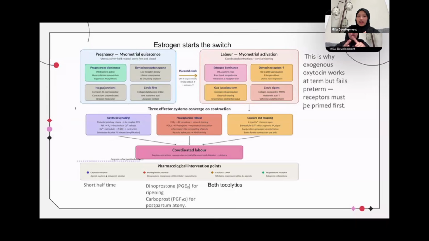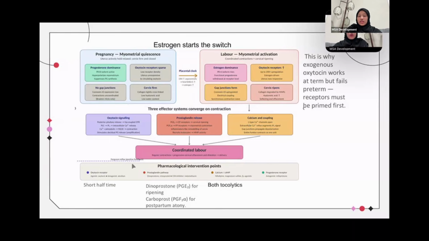There is also prostaglandin release. Prostaglandin, I like to not confuse that with progesterone. So prostaglandin makes the uterus more ready. PGE1 or PGE2, sorry, and 2 alpha, they act on these receptors to make the cervix ready. And also calcium, again, like I said, L-type calcium channels, gap junctions, all these cause synchronous contraction of the uterus, meaning the uterus contracts all together to push the baby out at one time. So this is coordinated labor, which can take place.